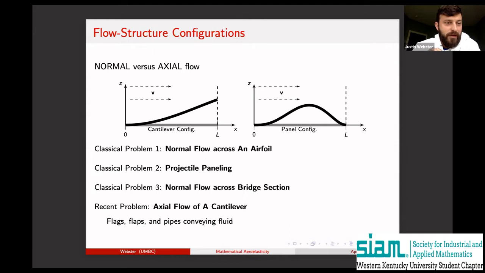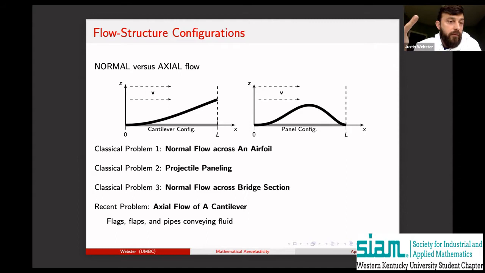So the last thing I'll point out here is there are lots of different problems associated with flutter. I just wanted to list a few. Here you have a cantilever, clamped on one end and free on the other. This is what I'm calling the panel configuration. It could be clamped or hinged or whatever, it doesn't matter. But there are a lot of classical problems. If you take the cantilever and allow the fluid flow to go into the computer screen, that would be your classic airfoil problem. If you look at the oscillations of the cantilever with normal flow, where the fluid flows into the computer screen, that would be the stability of an airfoil or a plane wing.